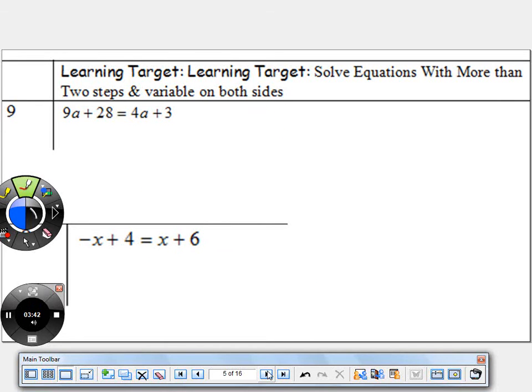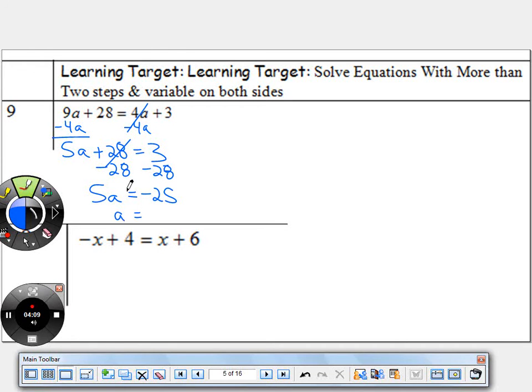Number 9. Now we have variables on both sides, so we need to get them together. So we want to subtract 4a from each side. If we do that, that'll cancel out. This will be 5a plus 28 equals 3. And then we subtract 28, so we got 5a equals negative 25. And then we divide by 5 on both sides. So we get a is negative 5.